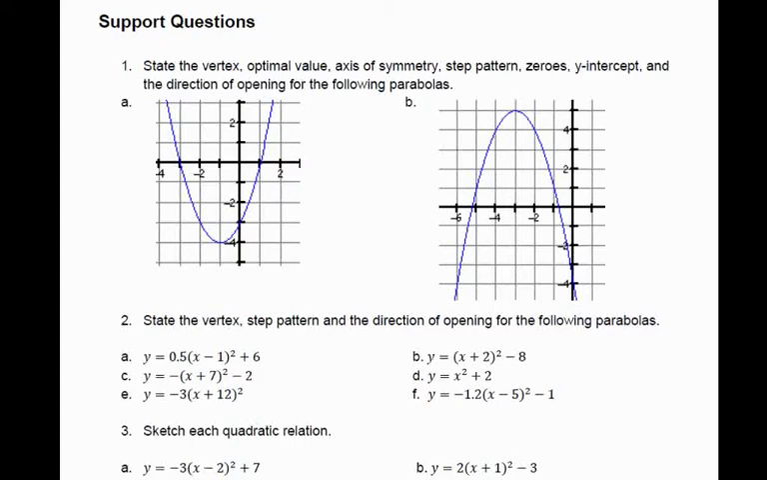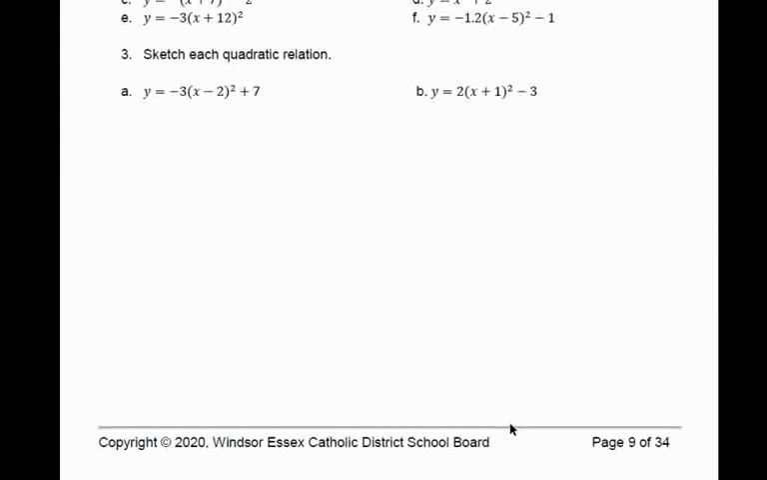And now I'm going to graph 3b. So 3b says y equals 2 times x plus 1 squared minus 3. Let me pull up my graph paper here.